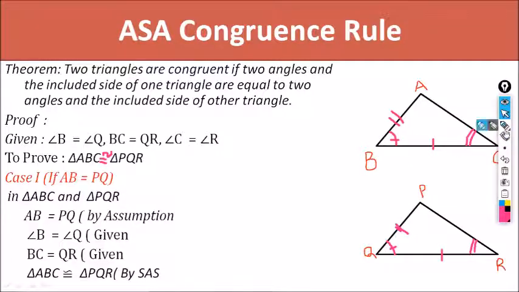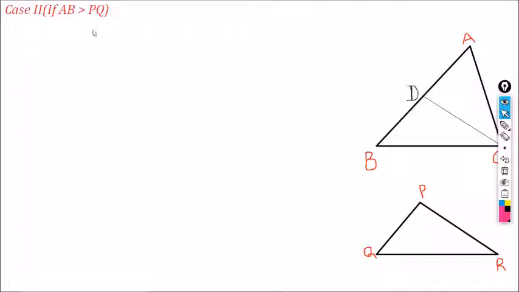Let us discuss the second case. In the second case we are considering that the side AB is greater than PQ. Then we do a construction here. We take a point D such that BD is equal to PQ. And the side BC is already equal to QR, angle B is already equal to angle Q, and the entire angle C is already equal to angle R. It is already given in the question.